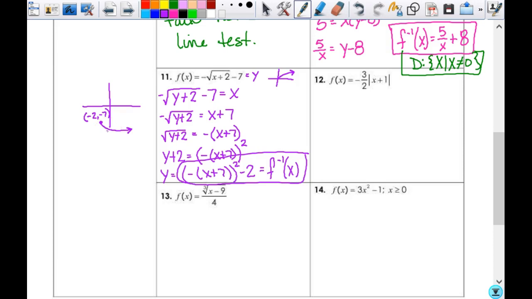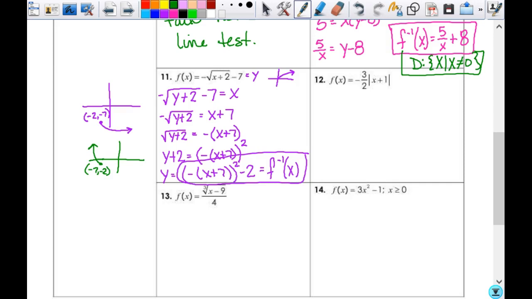Make sense? When I reflect that in the line y equals x, so y equals x, x equals y, and it's going to flip up here, these two things change places. Now I'm at negative 7, negative 2, and it looks like this, right? But it's not the whole quadratic. It's just part of it. You agree with that?